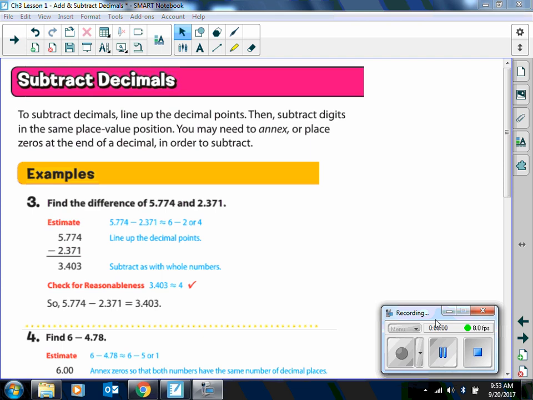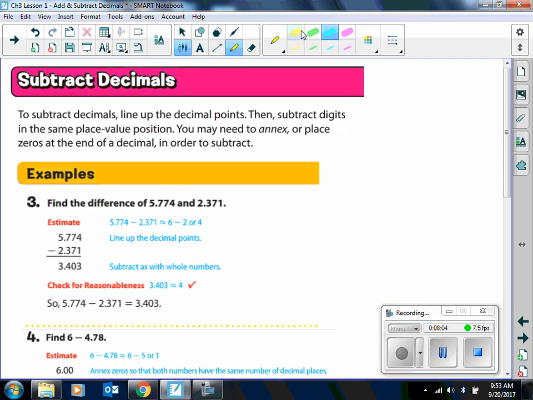So now we're going to subtract decimals. So to subtract decimals, it's the same thing. You need to line up your decimals, and then you will subtract the digits in the same place value position like normal. Okay? There is one difference here, is that you may need to annex zeros. And what that means is that you might need to add zeros in the top number.